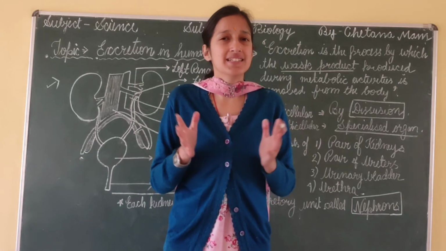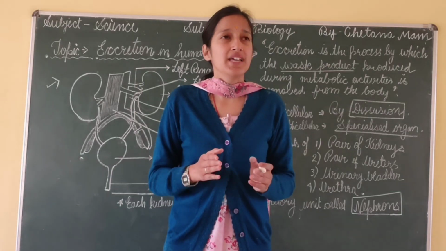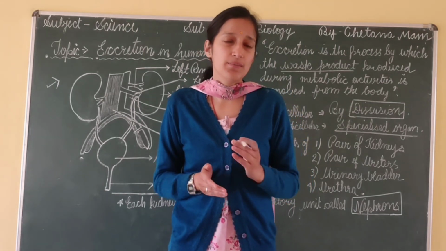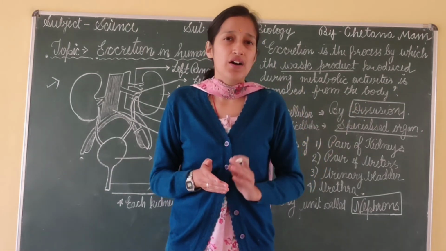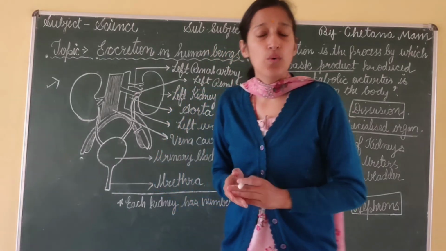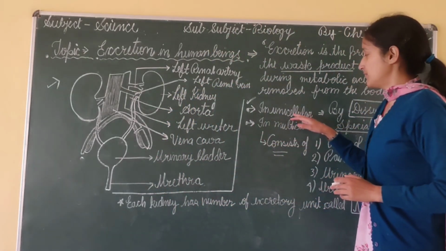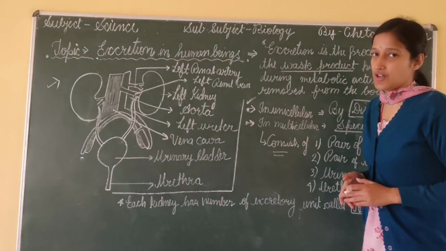Their body is not designed very complex. Their body is designed in a simple way. So by the process of diffusion, their waste product goes out from the body. Now what about unicellular organisms? Unicellular organisms we have covered. Now what about multicellular organisms?